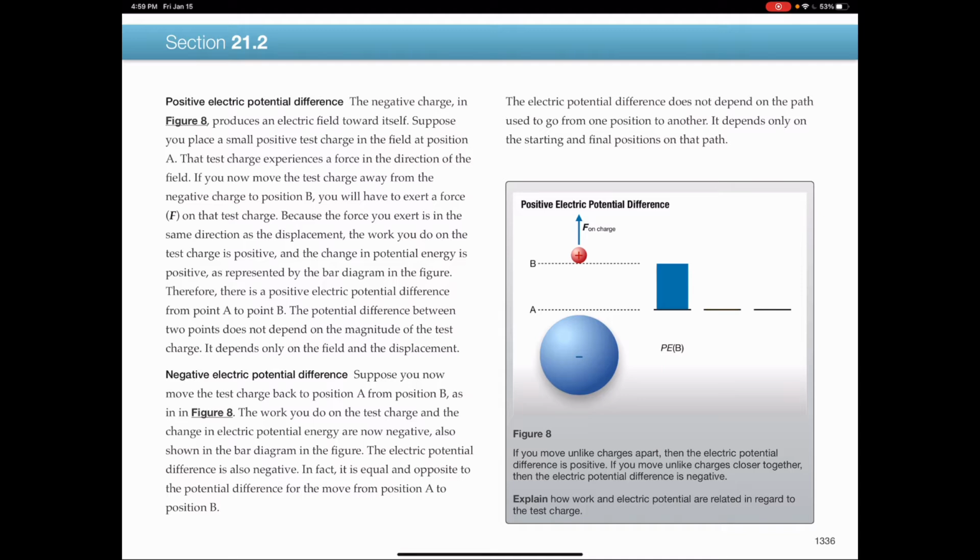Now, on the other hand, you can begin with a charge that is some distance away from the negative charge. If it comes closer, now we have negative work done. This charge naturally is attracted to the negative charge. It wants to get closer. If we do that, there's going to be negative work. And now there's a drop in the potential energy. You see, we have reduced the potential energy by bringing it closer.